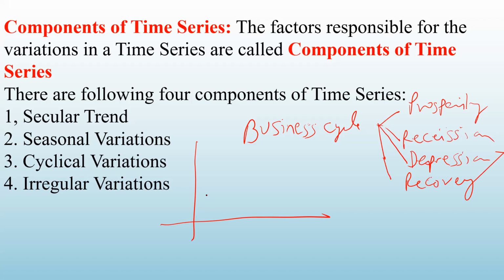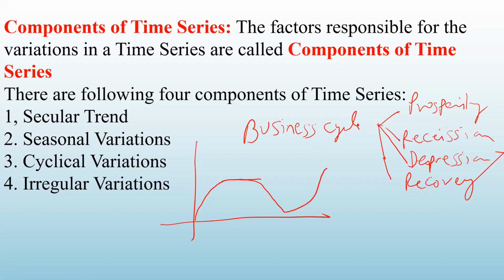So it gives you a cycle. When you start the business, profit is increasing, prosperity. Then there is a recession period, where it is constant. Then there is a decline. And then again there is a recovery. This way, it is like a cycle. So these various phases in the business cycle also affect the time series. These are called the cyclical variations. Fourth one is irregular variations. The changes in the time series which cannot be predicted, or which are erratic in nature, are called irregular variations.